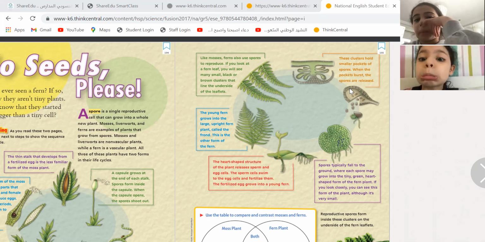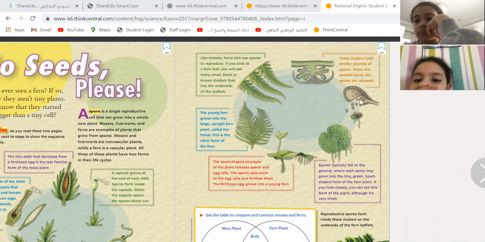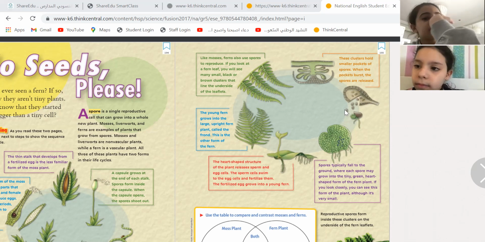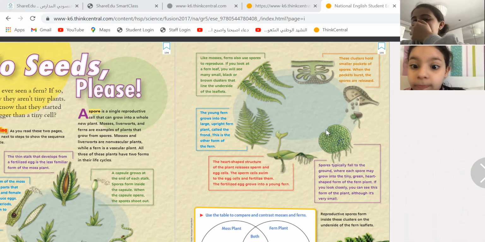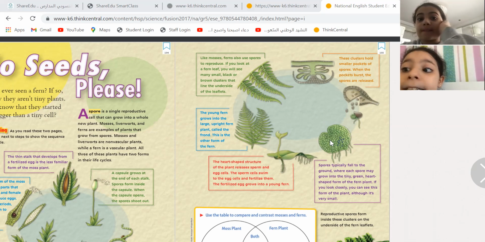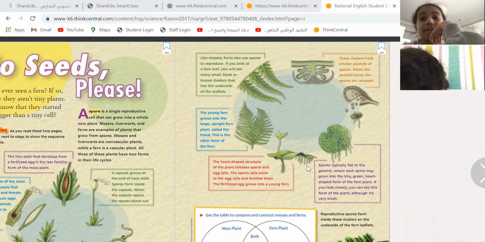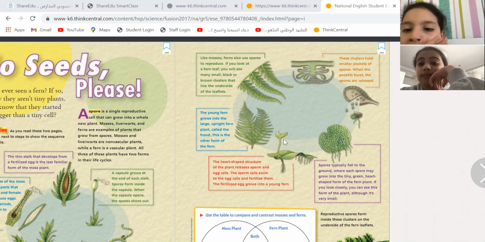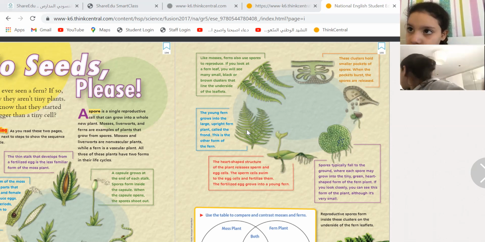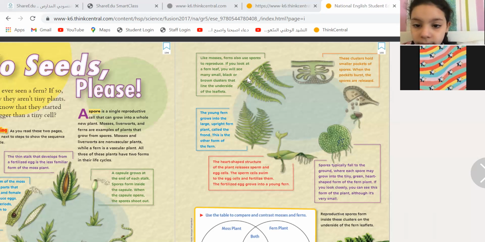Then this is the life cycle of the spore. It will open from here and release spores. If they are lucky, the first thing they will get is leaf-like, and from the leaf-like they are going to grow buds and root-like. Then they will have green leaves, then they will have the spores under them.